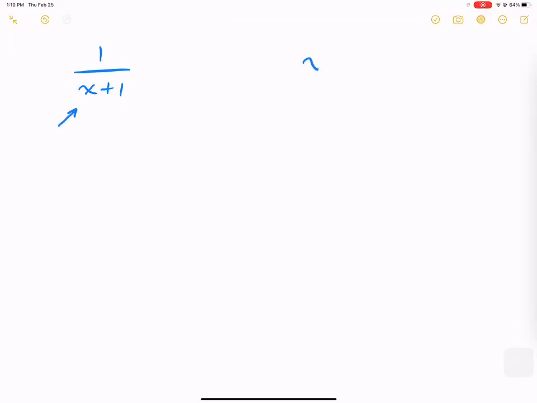Now, in a regular polynomial, x squared plus 2x plus 1, you can plug in any number you want from negative infinity all the way to infinity, and you'll receive just a number as an answer. And that's perfectly fine. Polynomials look like this. For every x value, you have a nice y value attached, and we're cool.